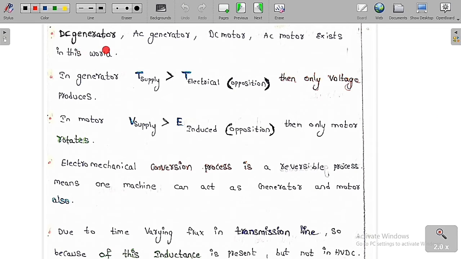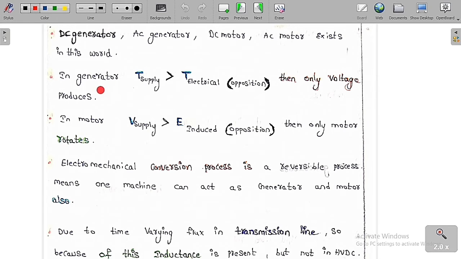There are four types of machines that exist in this world: the DC generator, AC generator, DC motor and AC motor. These are the four things that are present in this world: DC generator, DC motor, AC generator and AC motor.